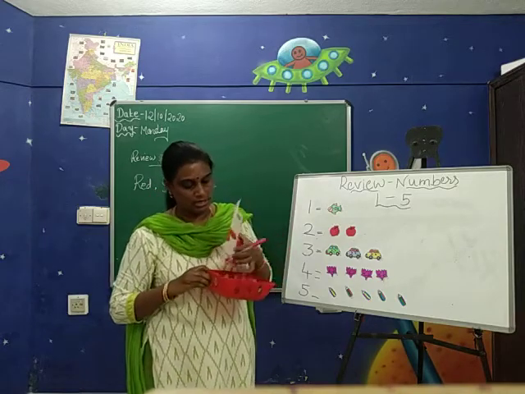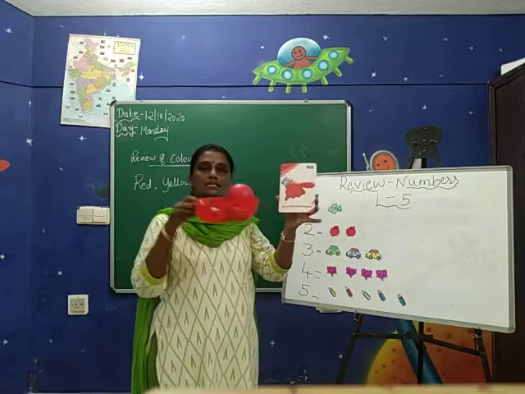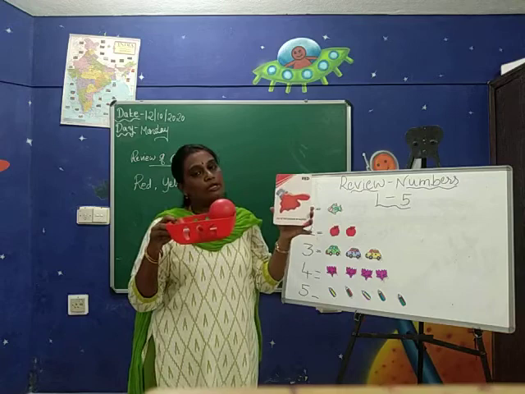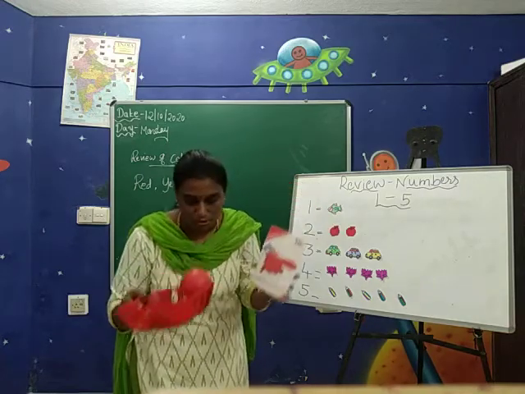So these are the red color objects. See children, the color is red. These are the objects of red color. I think now you are able to find out the red color. Show the red color to your mama. Very good children.